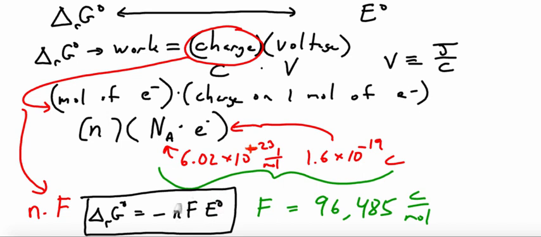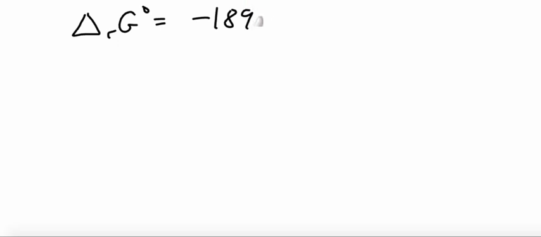Okay, so we have to look at our balanced equation to get how many electrons are being transferred, and we have to use Faraday's constant, and don't forget the negative sign. So let's do this for our reaction. So our reaction, we said delta G standard was equal to negative 189.9 kilojoules per mole.